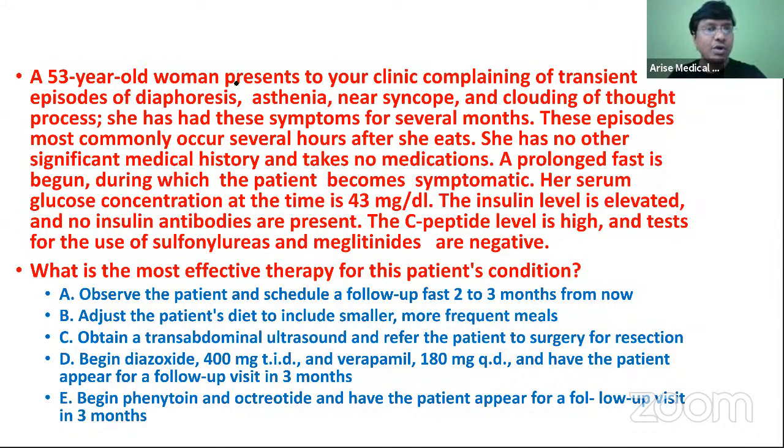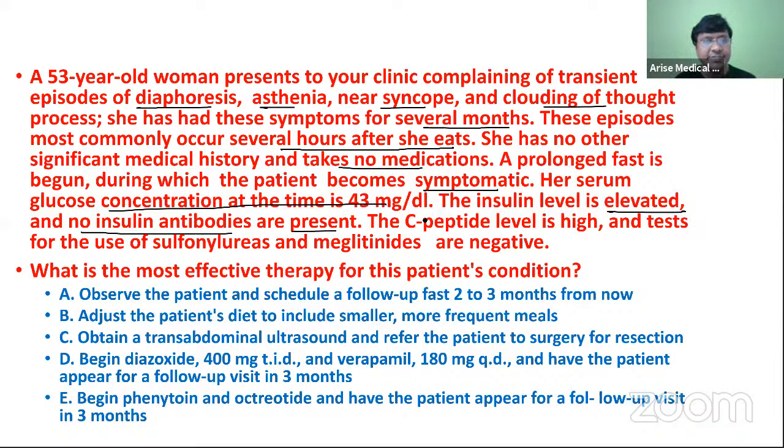A 53-year-old woman presented to your clinic complaining of transient episodes of diaphoresis, asthenia, near syncopal attack, and clouding of thought, and she has had these symptoms for several months. These episodes most commonly occur several hours after she eats, and she has no other significant medical history and takes no medication. A prolonged fast is begun, during which the patient becomes symptomatic. Her glucose concentration at the time is 43. The insulin levels are elevated and no insulin antibodies are present. The C-peptide level is also high, and the tests for sulfonylurea and meglitinides are negative.